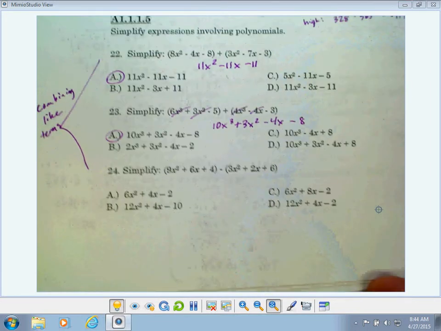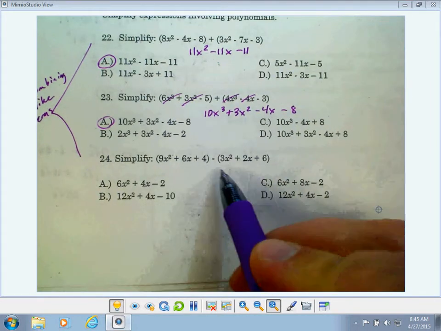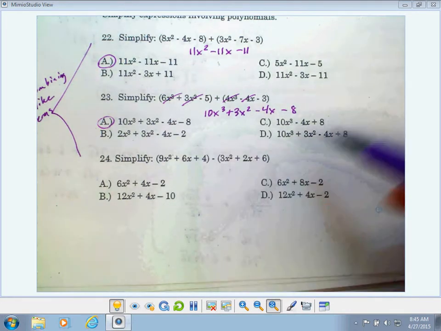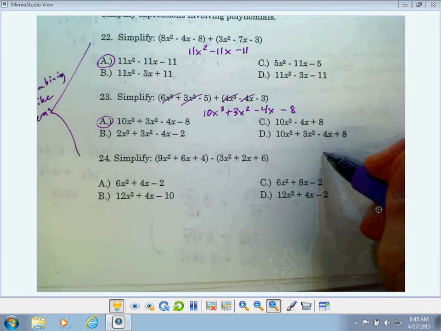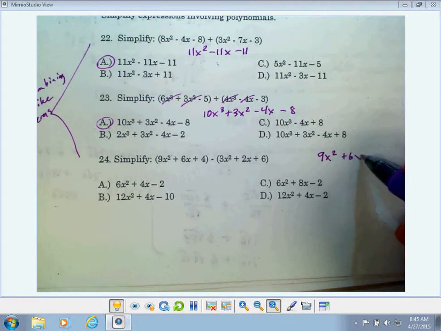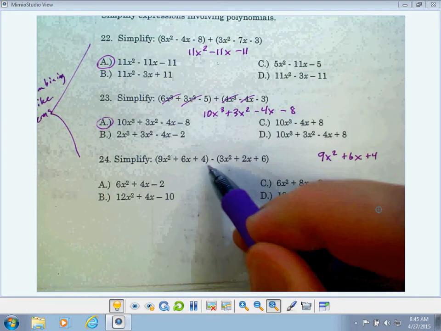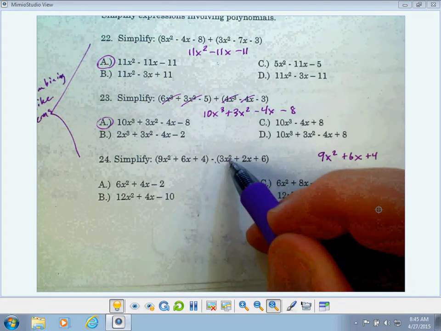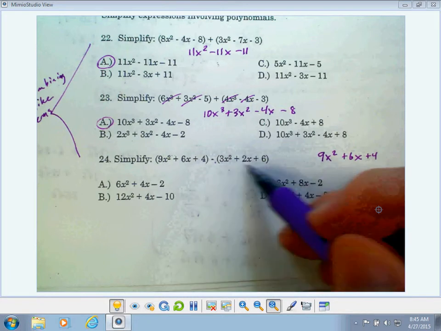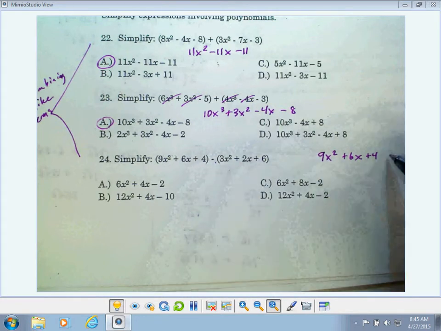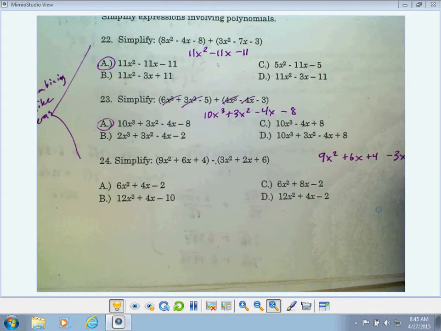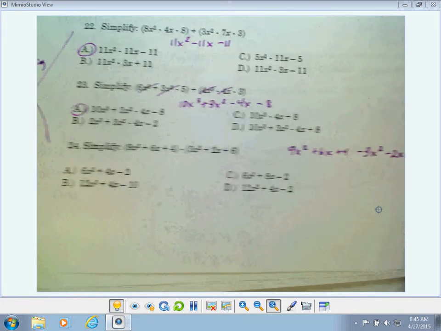So then we look at number 24, which has a minus sign in the middle of them. The only difference between number 23 and number 24 is that with a minus sign, you would actually rewrite all of the first terms in the first set of parentheses. But the minus sign means that you should distribute this negative, so to speak, to everything in here, or change the sign of everything in the right set of parentheses. So it's actually going to be negative 3x squared, negative 2x, and negative 6. Like this.